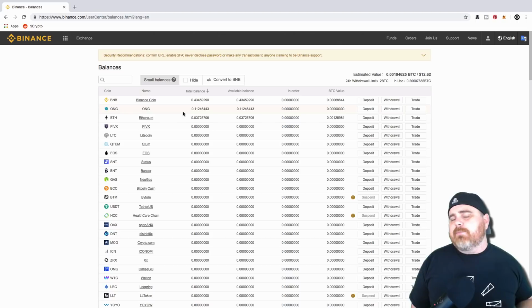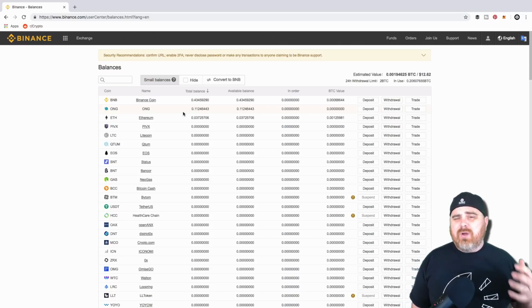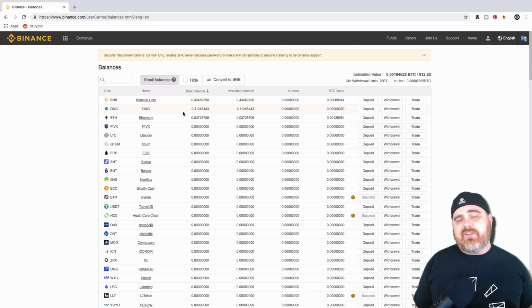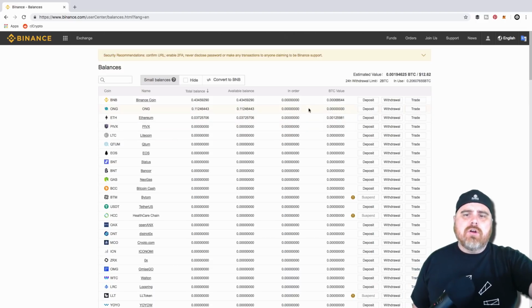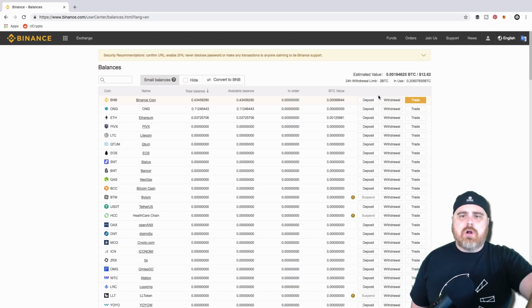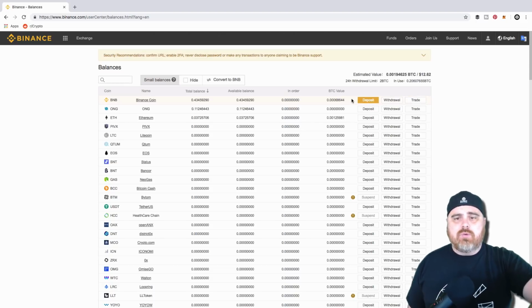The BNB is important because that's the Binance coin. If you buy a Binance coin and let it sit in your account, then you will actually get a huge discount on your fees. So I would suggest doing that if you're going to use Binance. So from here, you can hit deposit, withdraw, or trade. I really just use the deposit or withdrawal based on what I'm doing.